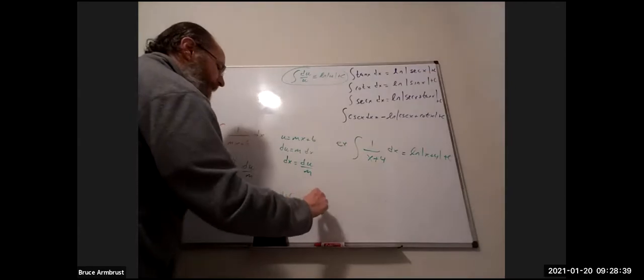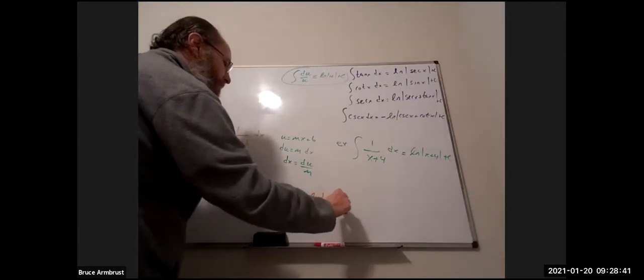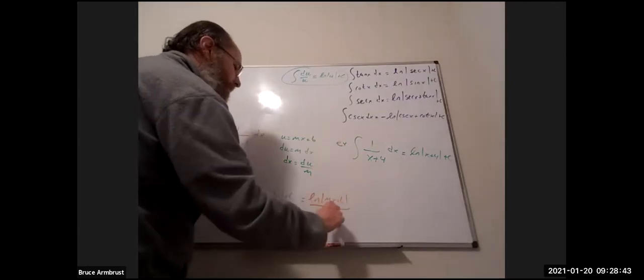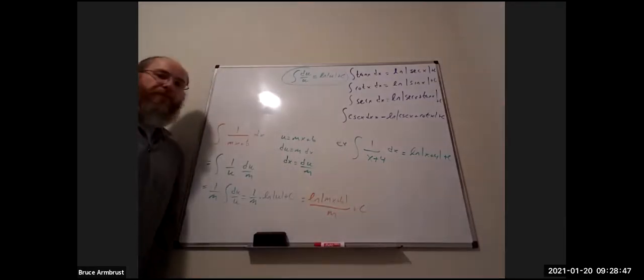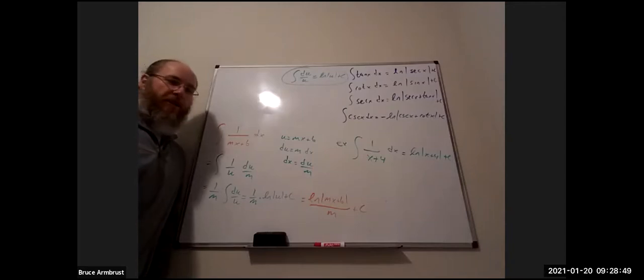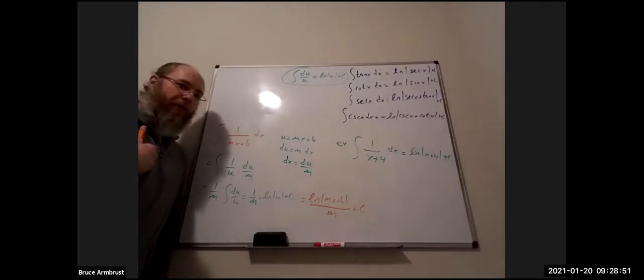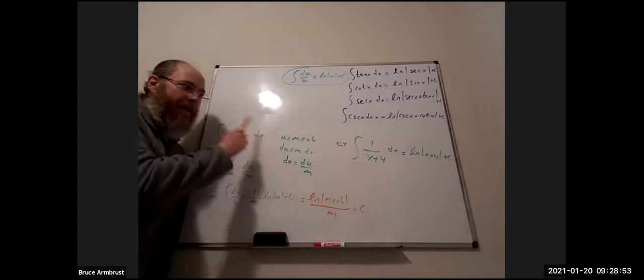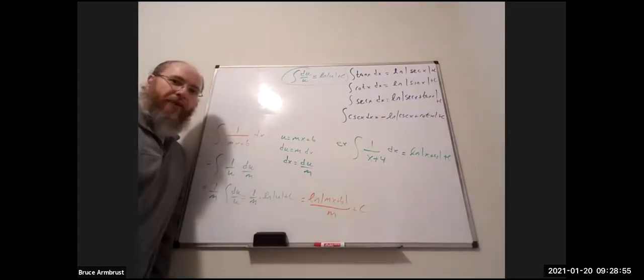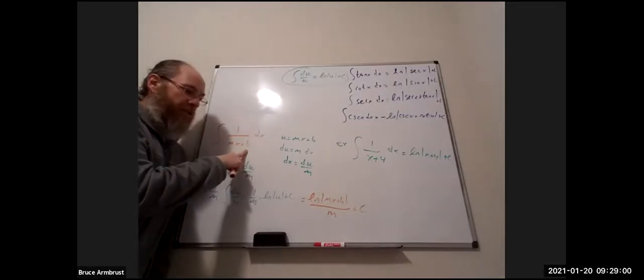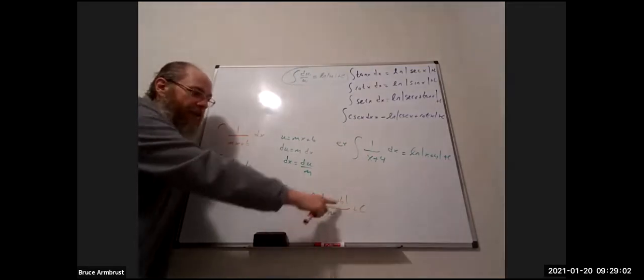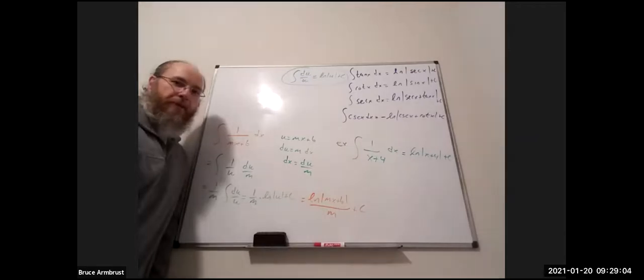So we end up with the natural log of mx plus b divided by m. So my laziness just came through. It came out and said, hey, let's just do a line and see what happens. So now anytime you got 1 over a linear function, its integral is the natural log of that line divided by the slope. Done.